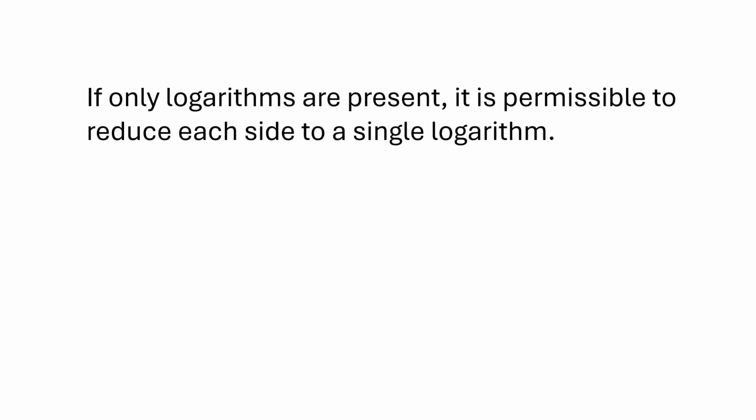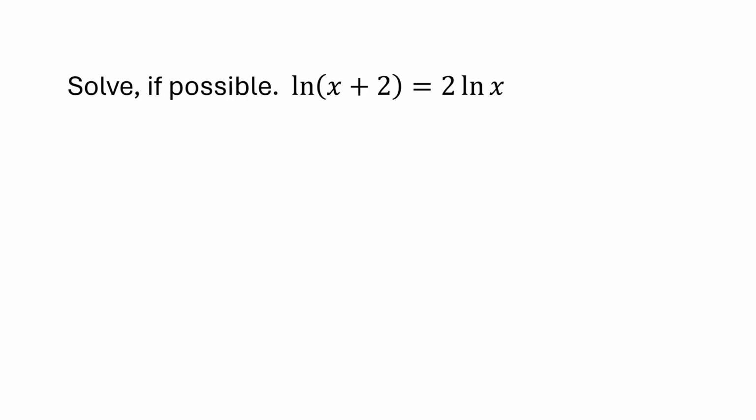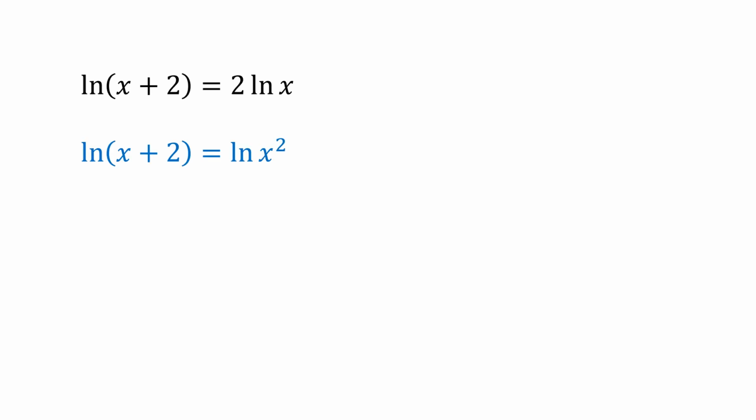If only logarithms are present, it is permissible to reduce each side to a single logarithm. Here we have only logarithms. We don't have plus anything. So we'll solve, if possible, ln base e of x plus 2 equals 2 log base e of x. Well, this side requires a little work. You must make the 2 the exponent of the x. So we get ln of x plus 2 equals ln of x squared.